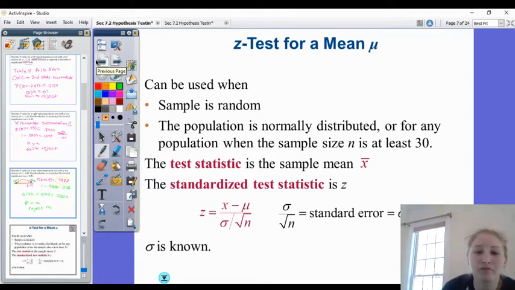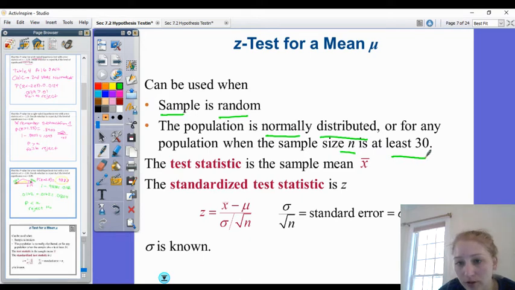So we can use the z-test when our sample is random and the population is normally distributed and n is at least 30. Our test statistic is our sample mean, represented by x bar. And here's the formula that we're going to be using. We did work with this in the last chapter as well.